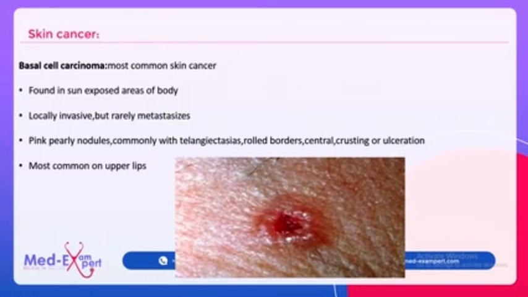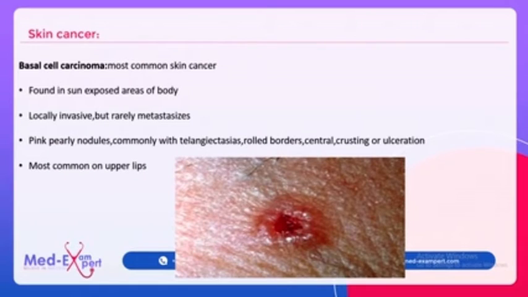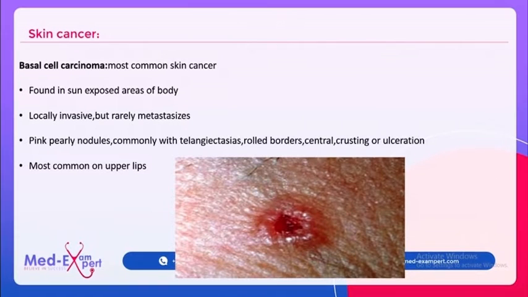In this lecture, we will study the types of skin cancers. There are three main types of skin cancers: basal cell carcinoma, squamous cell carcinoma, and melanoma. We will also study the different important MCQs related to this topic coming in the Part 1 exam.